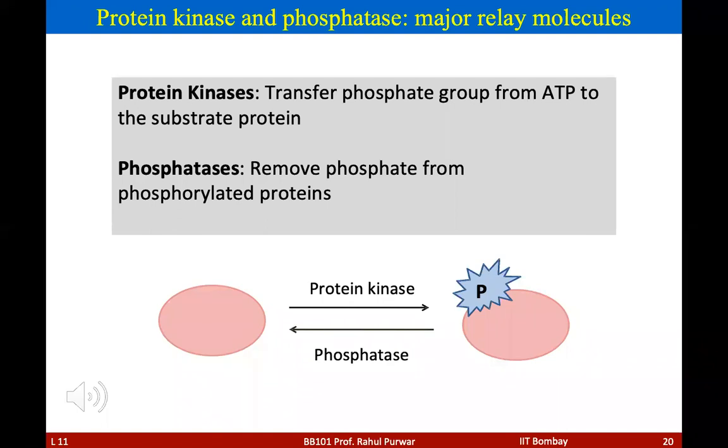Okay. Another relay molecule is phosphatase. So once the function is done, the phosphorylation is generally removed, and to remove the phosphate, you need phosphatase. They remove the phosphate from the phosphorylated protein. So some protein, like a substrate protein or relay molecule, gets phosphorylated by protein kinases. So kinase is generally the word used for phosphorylation, and phosphatase is removal of the phosphate and bringing the protein back into unphosphorylated form.